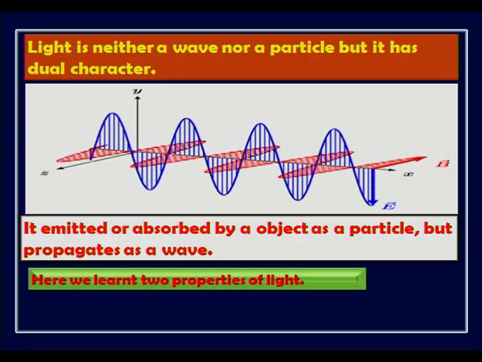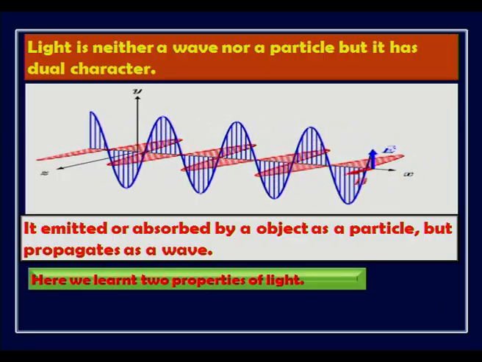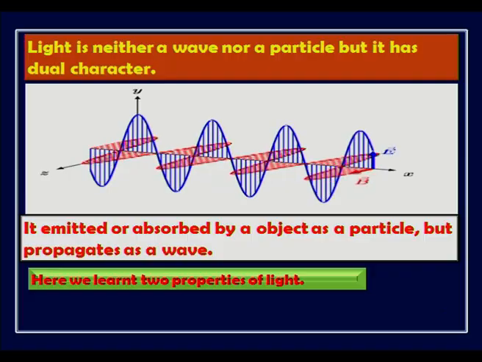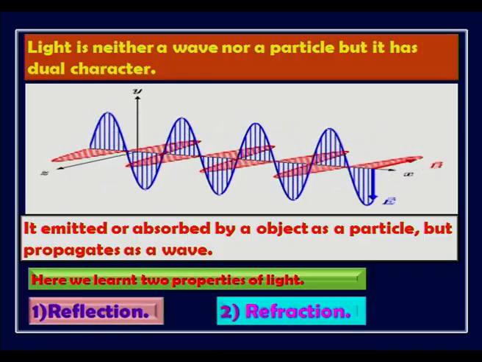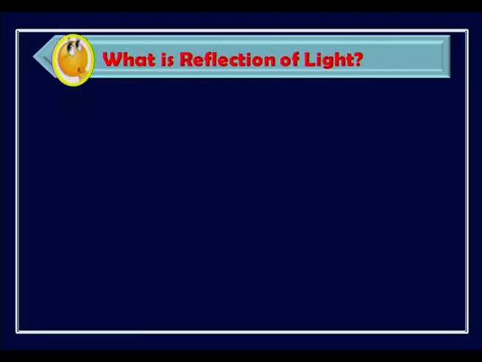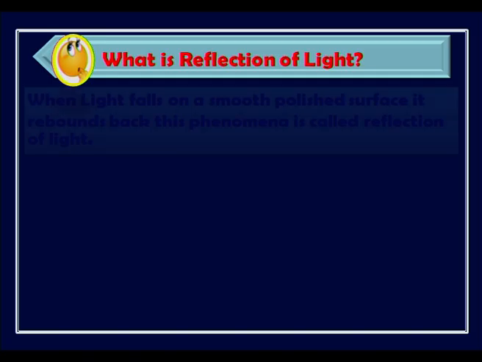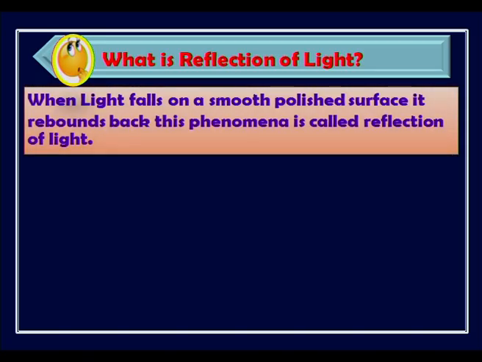Here we learn two properties of light. In that, first one is reflection, second one is refraction. First of all, we will see what is reflection of light. When light falls on a smooth polished surface, it rebounds back. This phenomenon is called reflection of light.